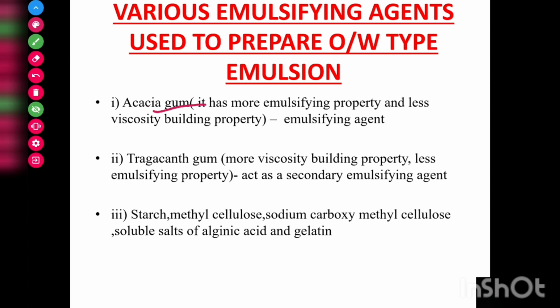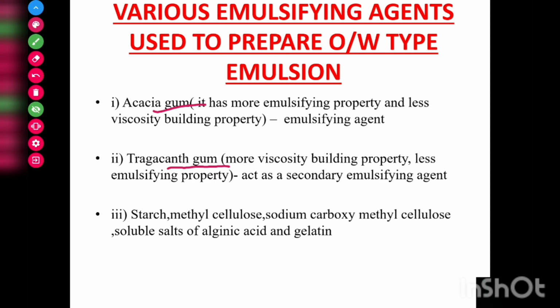First one is acacia gum and the second one is tragacanth gum, then starch, methyl cellulose, sodium carboxymethyl cellulose, soluble salt of alginic acid and gelatin. All these are the emulsifying agents which are used to prepare oil in water type emulsion.